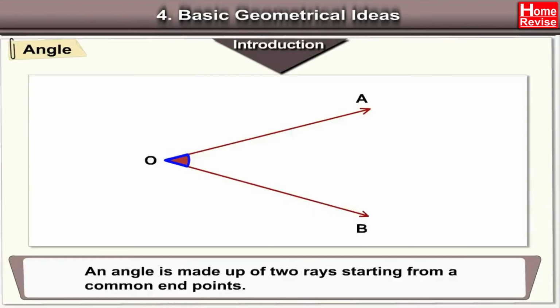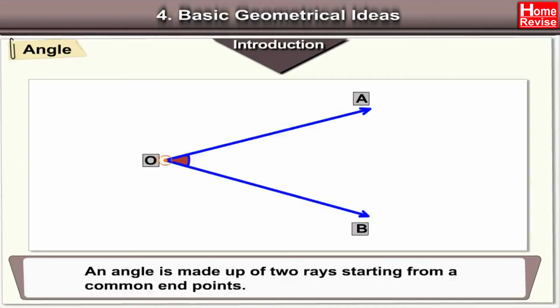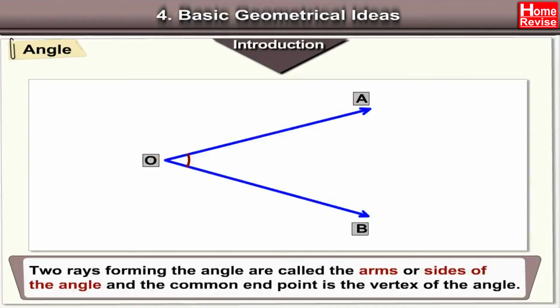Well, an angle is made up of two rays starting from a common endpoint. The two rays forming the angle are called the arms or the sides of the angle, and the common endpoint is the vertex of the angle.